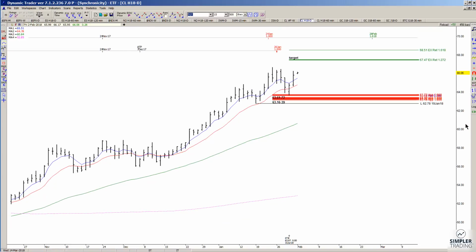This is typically what I have in advance for my subscribers. I give you guys some of the setups, but I don't give you all of my setups.